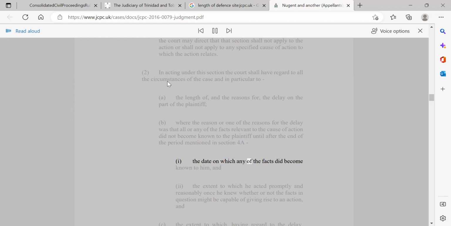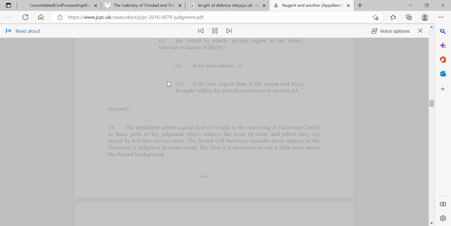(1) the date on which any of the facts did become known to him, and (2) the extent to which he acted promptly and reasonably once he knew whether or not the facts in question might be capable of giving rise to an action; and (c) the extent to which, having regard to the delay, relevant evidence is likely (1) to be unavailable, or (2) to be less cogent than if the action had been brought within the period mentioned in Section 4A.